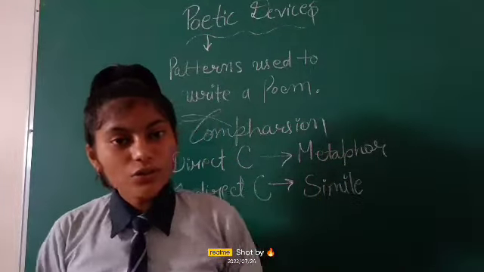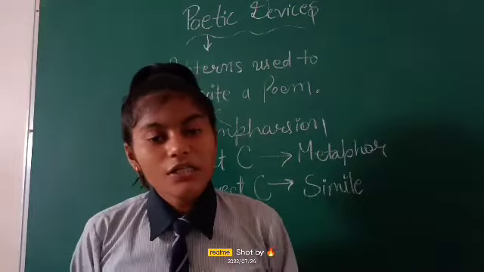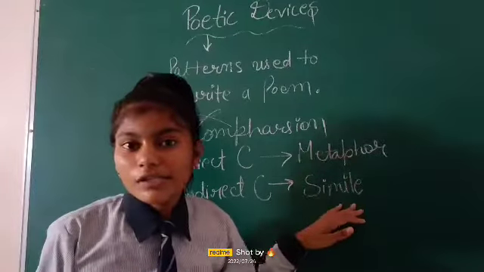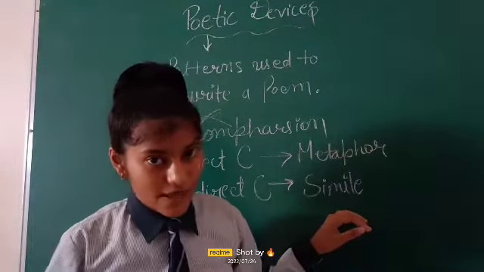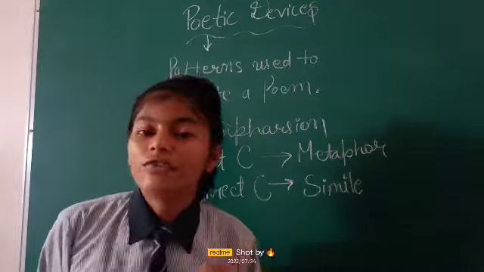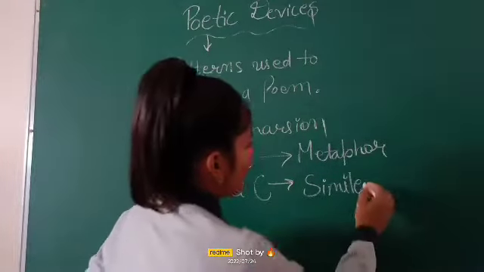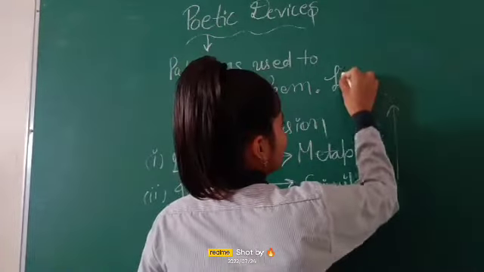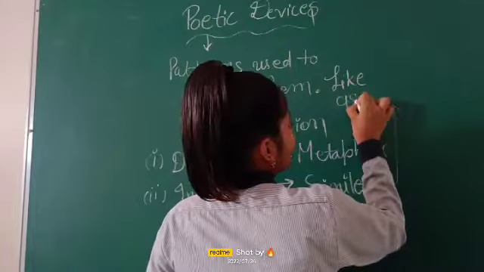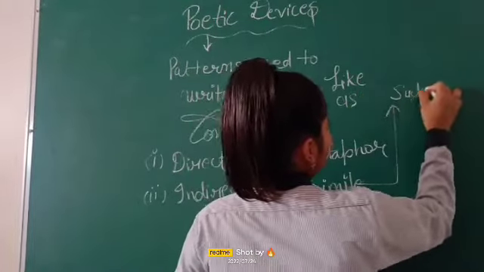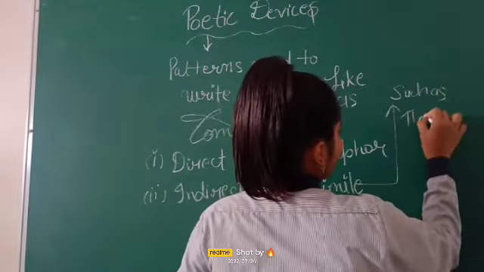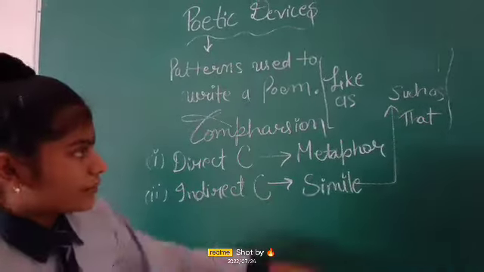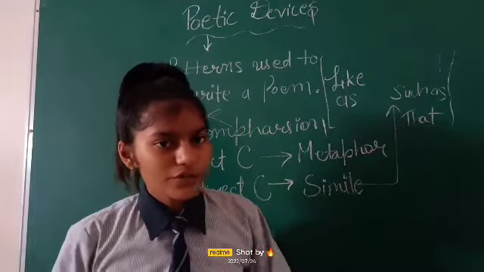Now, metaphor is a kind of comparison in which we don't use simile words. What are simile words? Simile is a kind of comparison in which we use certain words, and I will write them here. These certain words are like, as, such as, that. These are the words which we use for comparison on the basis of simile. And I will also give you examples.